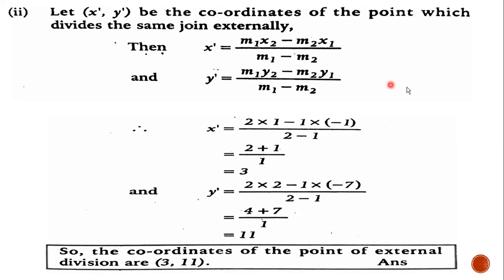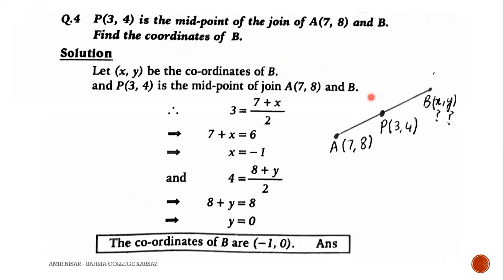Excellent. Now we are going to start question number 4. Everyone concentrate on 4. It is a simple one, but you have to understand it first. As with every question, as I already told you, understanding the question is very important. P(3, 4) is the midpoint of the join of A and B. So this point is the midpoint. According to the question, this point P is the middle point of the join of A and B, so A and B are the endpoints of the line segment.